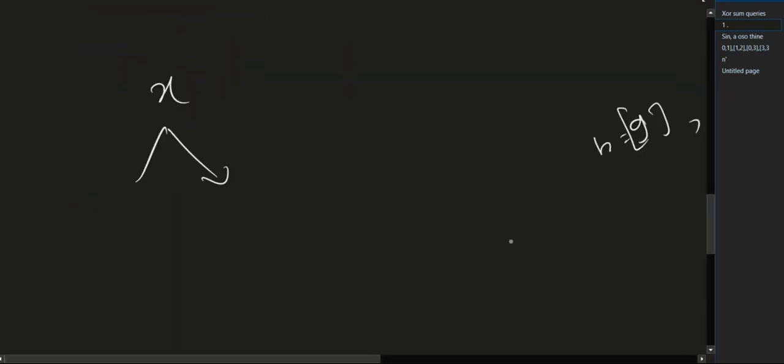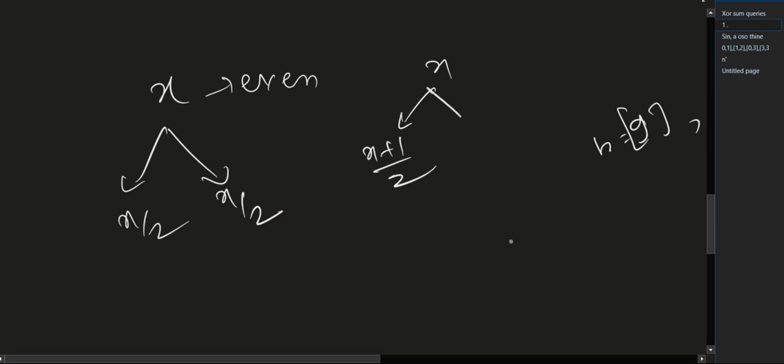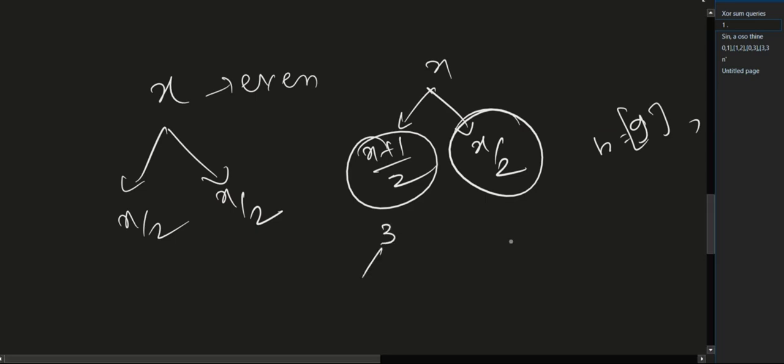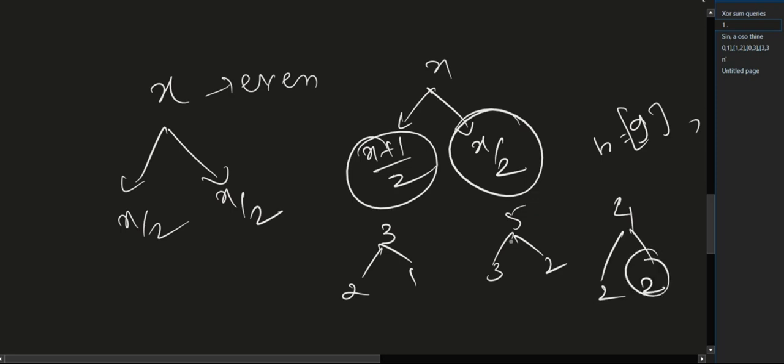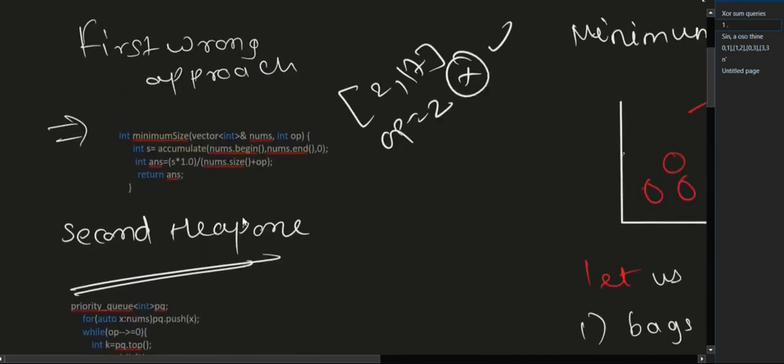be divided into two things, that is x by 2 and x by 2. That is for an even number. If the number is odd, it can be divided into (x plus 1) by 2 and x by 2. Let's take an example: 3 can be divided into 2 and 1, or 5 can be divided into 3 and 2, and if the number is even, that is 4 can be divided into 2 and 2.